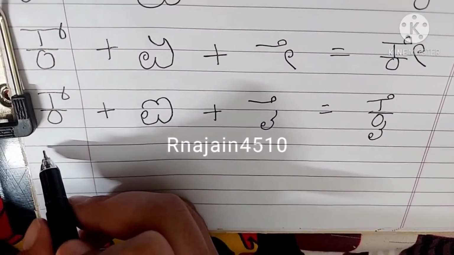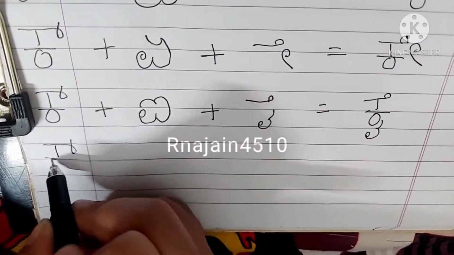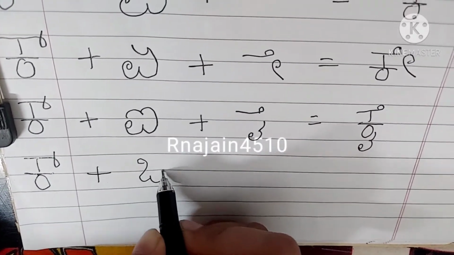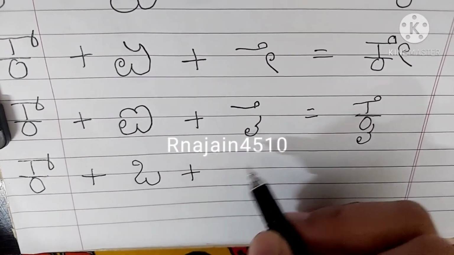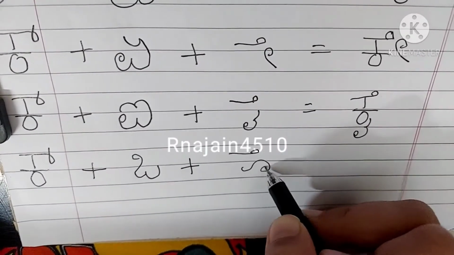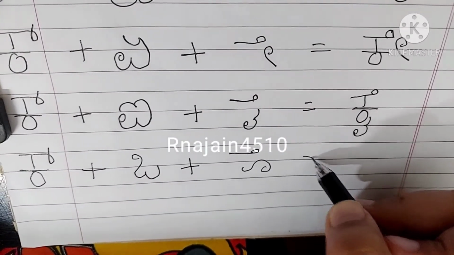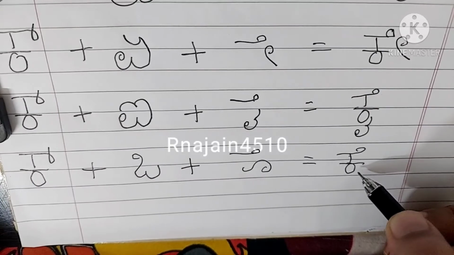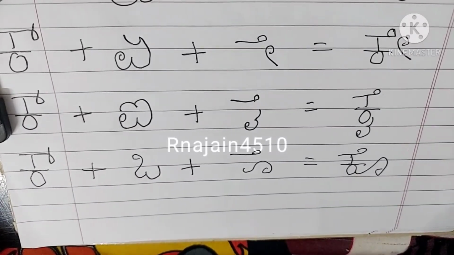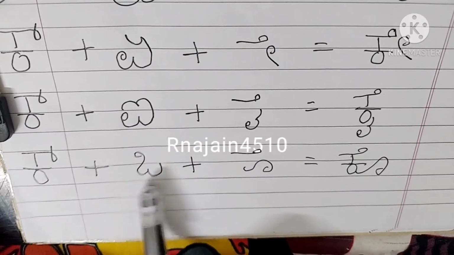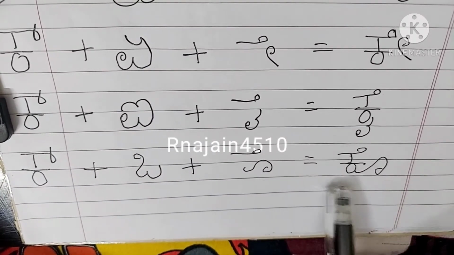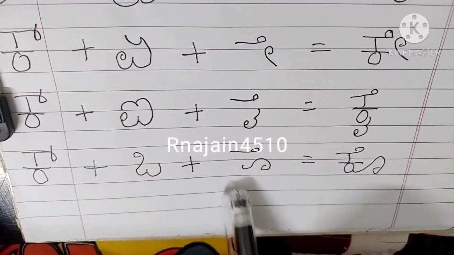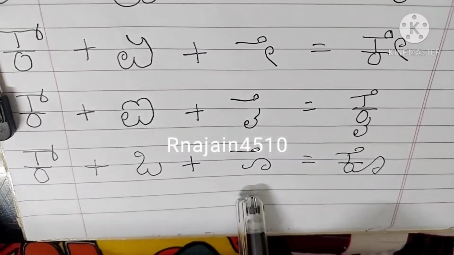Now Ko. Half K plus O plus O matra is equal to Ko. Half K plus O is equal to Ko. So we call O matra as Otva.